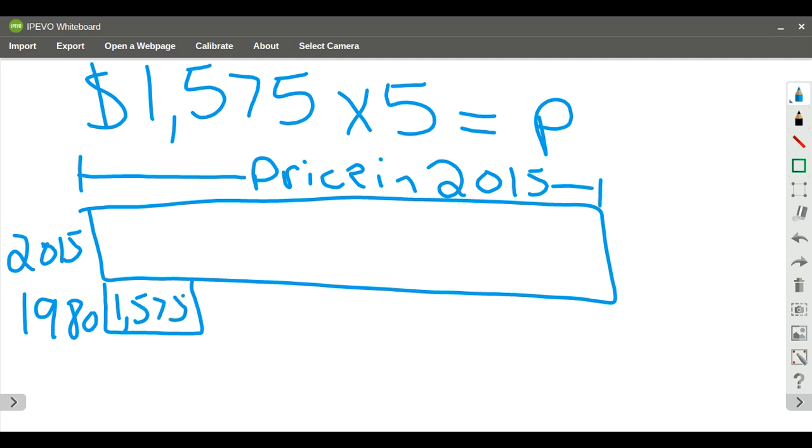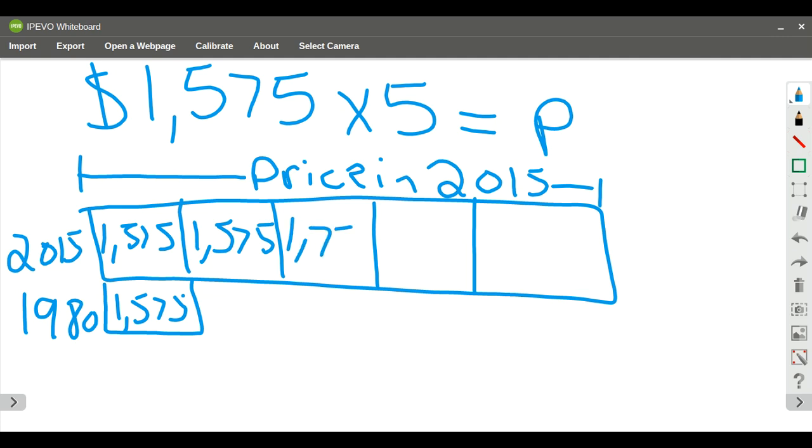And here it was 1,575. And so I'm going to go ahead, 1, 2, 3, 4, divide my box up into 5 pieces because in 2015 it was 5 times as great. So I'm going to have in here 1,575 in each piece. So I've set up my bar diagram to where I'm showing that the price in 2015 is 5 times as great as it was in 1980. So this is just a way that I can visually see the problem.